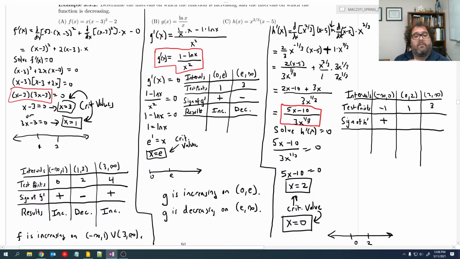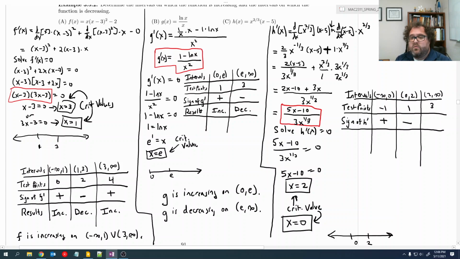Okay. What about if we plug in +1? If we plug in +1, we get 5 minus 10. The numerator is negative. But the cube root of 1 is 1, so the denominator is positive. So in this case, we get a positive denominator, negative numerator, which leads to an overall negative quotient.